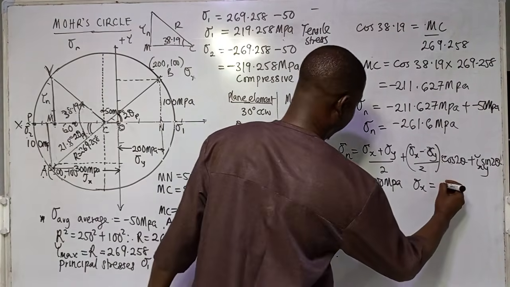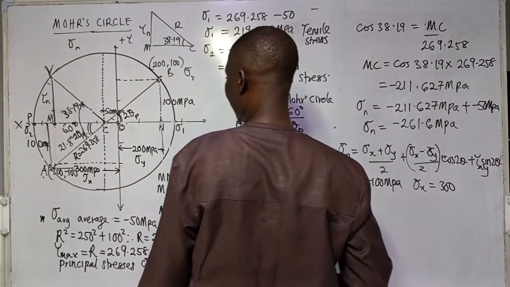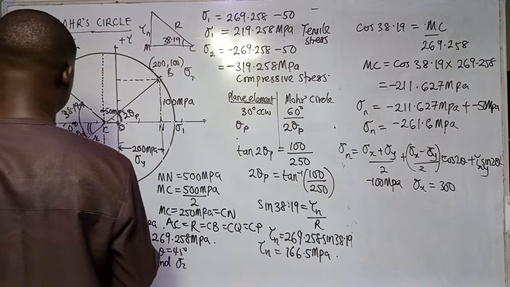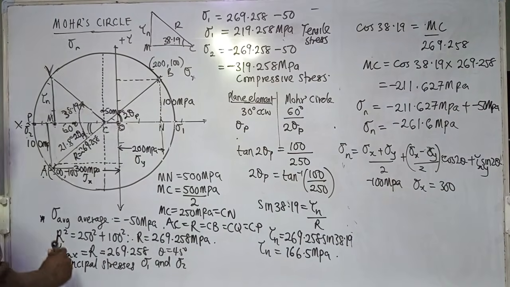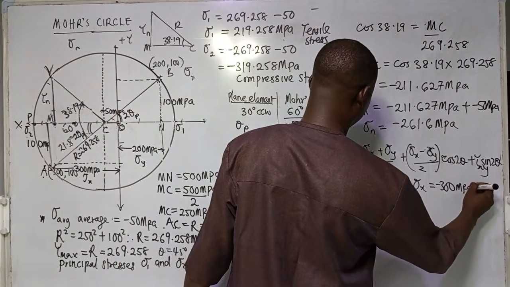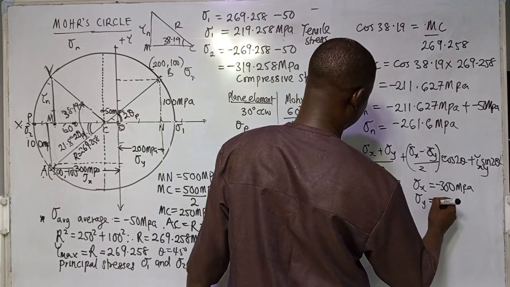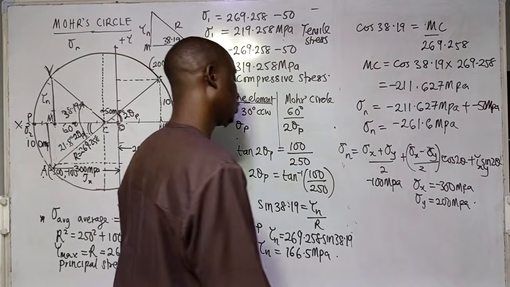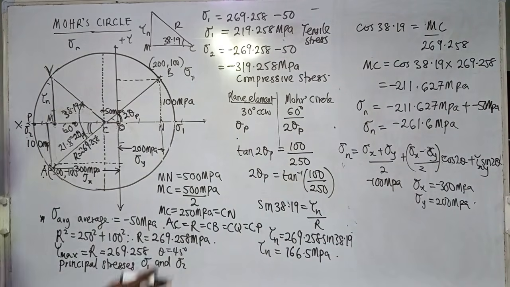Is it 300, which I think is compression? Okay, that should be compression. Yes, minus 300 megapascal. Take σy as 200 megapascal. Now, when you do that, you are going to get your answer.